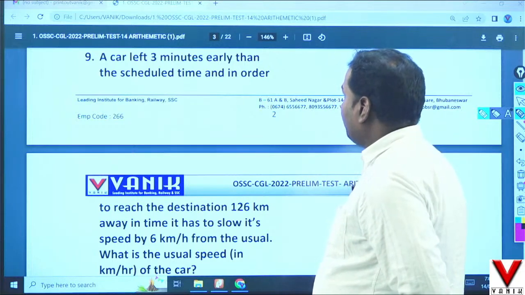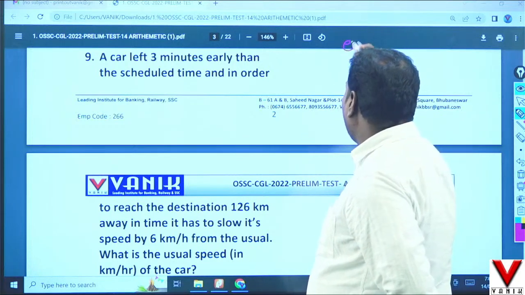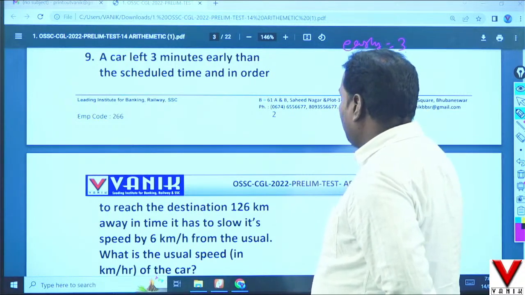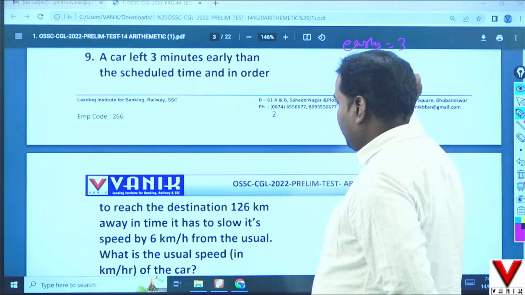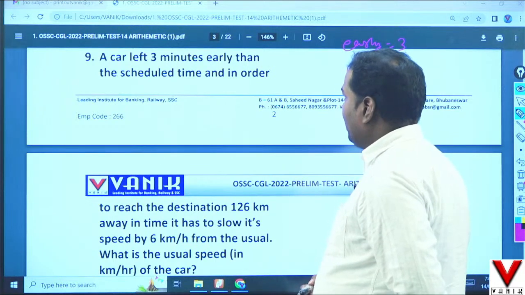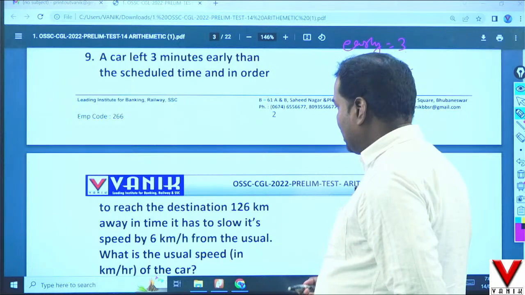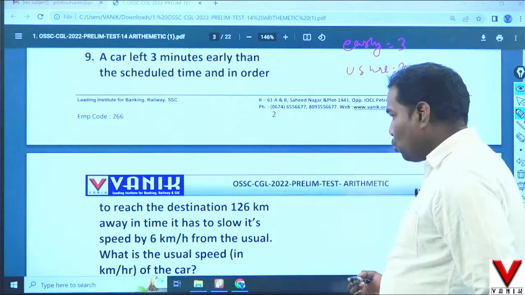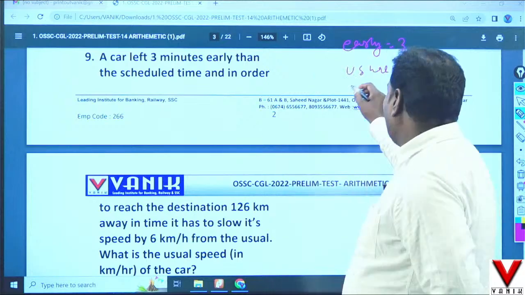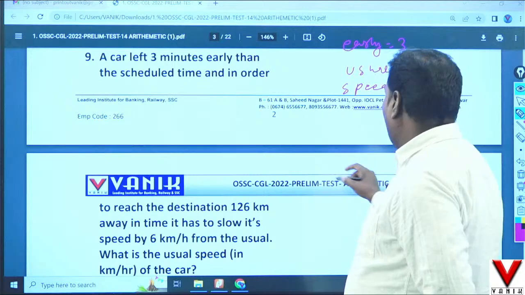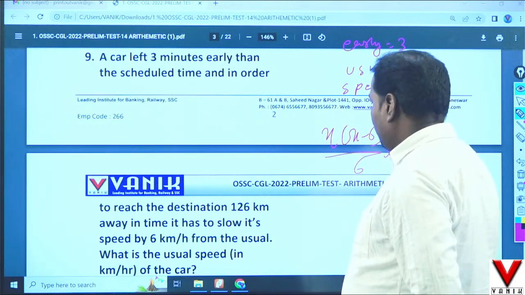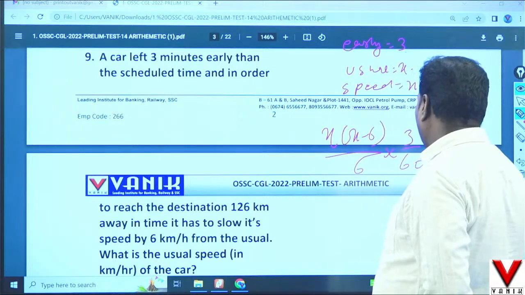A car left 3 minutes early, that means the time difference is equal to 3. Suppose the usual speed is x. In order to reach the destination 126 km away in time, it has to slow its speed by 6 km per hour. That means the other speed is x minus 6. According to the question, x into (x minus 6) divided by 6 into 3 by 60 is equal to 126.